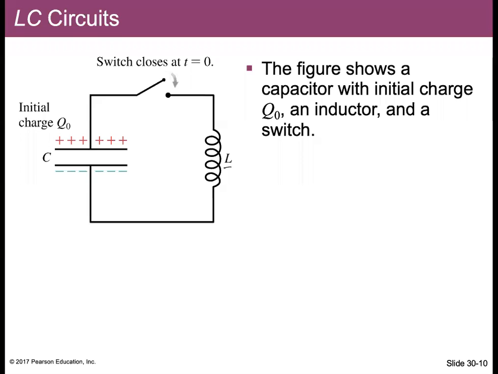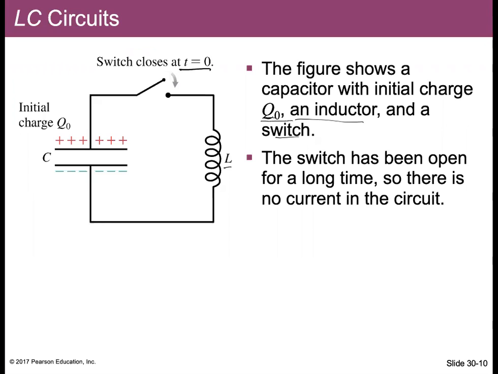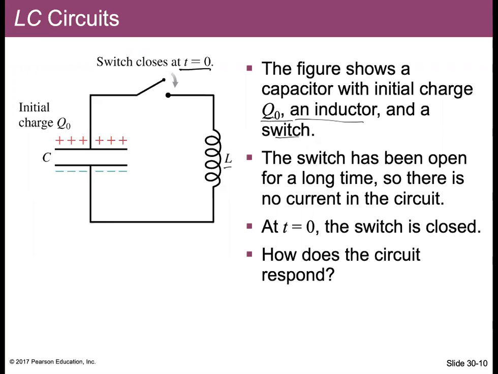And here we see that the figure shows a capacitor with initial charge Q naught, an inductor, and a switch. The switch closes at time t = 0. The switch has been open for a long time, so there is currently no current in the circuit. Now, at time t = 0, the switch is closed. So what we're going to ask ourselves is, how does the circuit respond?